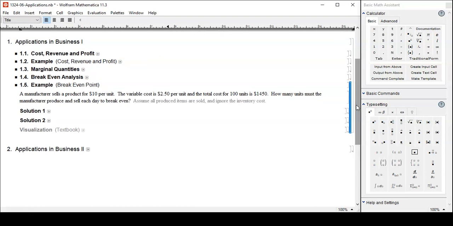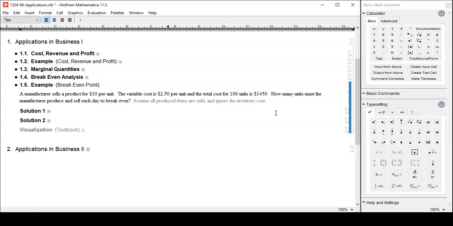Okay, here we go. A manufacturer sells a product for $10 per unit. The variable cost is $2.50 per unit, and the total cost of 100 units is $1,450. Oh, okay, I see. And the revenue is straightforward enough. The cost, on the other hand, has variable cost plus fixed cost, but the problem did not give you the fixed cost. You have to find it out. Now, once you find out, you have to do the break-even analysis. How many units must be manufactured in order to have break-even?